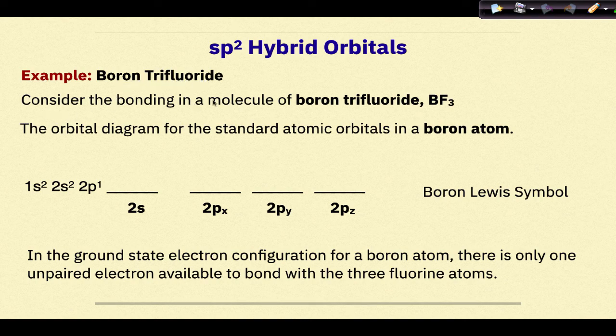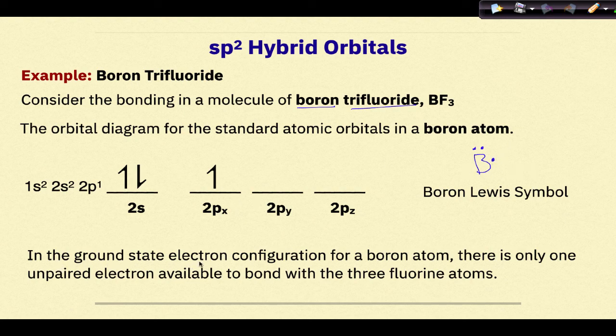So consider the bonding in a molecule of boron trifluoride, BF3. The orbital diagram for the standard atomic orbitals in a boron atom is 1s2, 2s2, 2p1. If we focus just on the second principal energy level, we can see the electrons filling in as 2s2 and then the 2p1. If we were to draw the boron Lewis symbol based on this electron configuration, you might be tempted to put your boron symbol, 2 dots at the top representing the 2s orbital, and then 1 electron on the side.